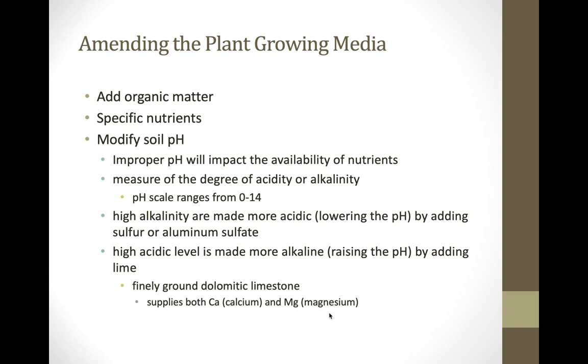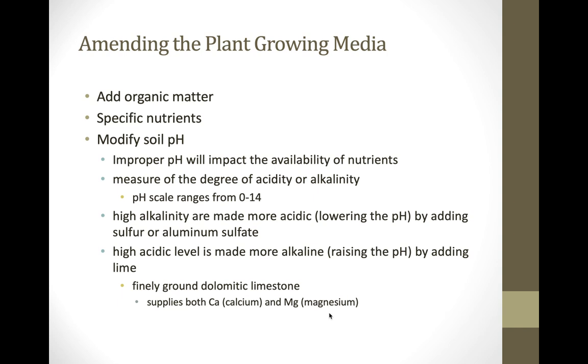The bottom part of the pH scale, from 0 to 6.9, is going to be acidic, so it's on the bottom end of that scale. 7 is going to be neutral. And then anywhere from 7.1 to 14 is going to be alkaline or basic. But you can change those.